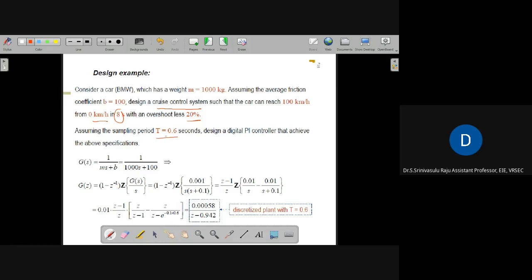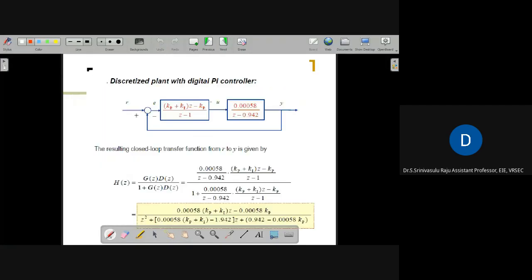Now this can be represented as 1 by (ms plus b). So we have G of s with the m value and b value expressed here, and you find the discretized pulse transfer function G of z. So G of z is like this. And now I have the equation. First I am applying the PI algorithm, the PI controller, here.